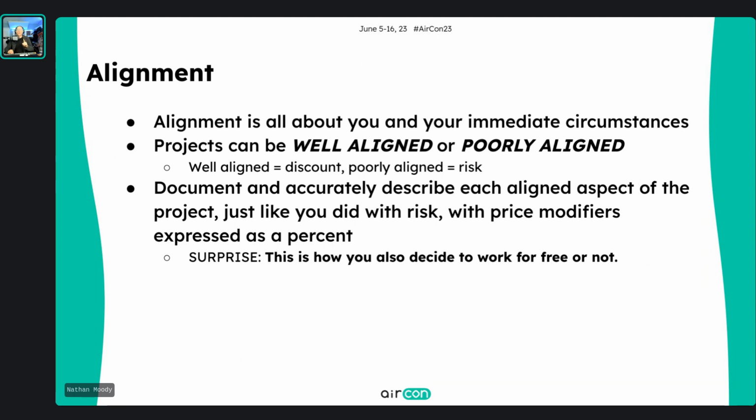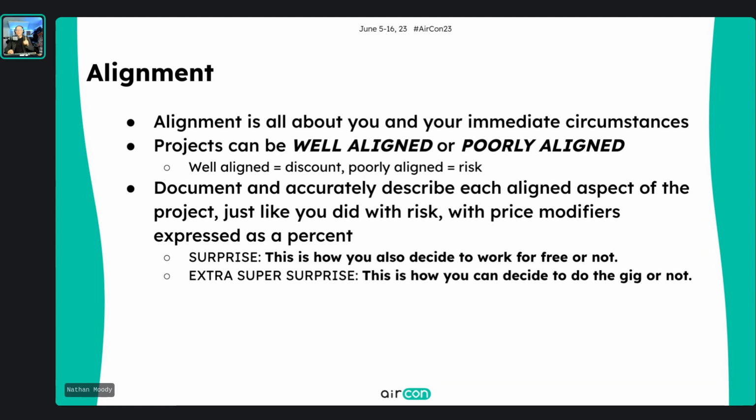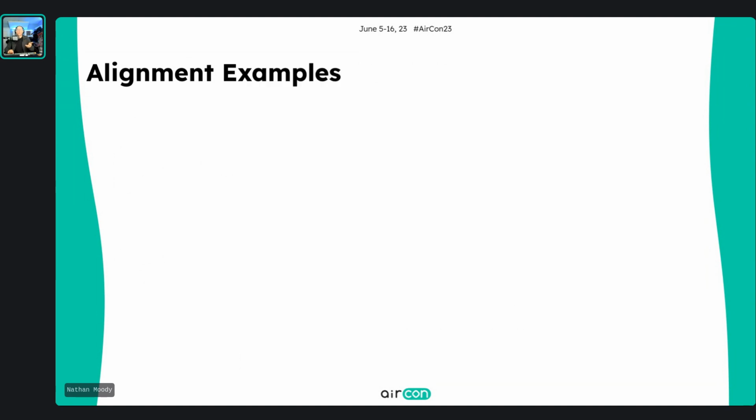I feel very strongly that it's alignment that determines whether or not you effectively give a 100% discount due to alignment, which means the project will not have a cost for the client. So think about, should I work for free or not? Think about it in terms of alignment and just a percentage modifier to your cost, which might be as high as minus 100%. Extra super surprise, this is also how you can even decide to take the project or not. And so working out alignment first, before risk, before scope, before cost, can basically save you the effort of estimating against it at all if you determine it is poorly aligned.